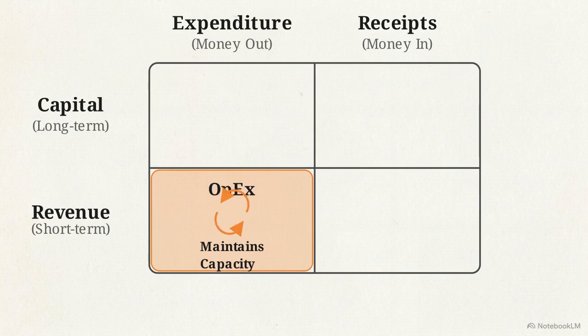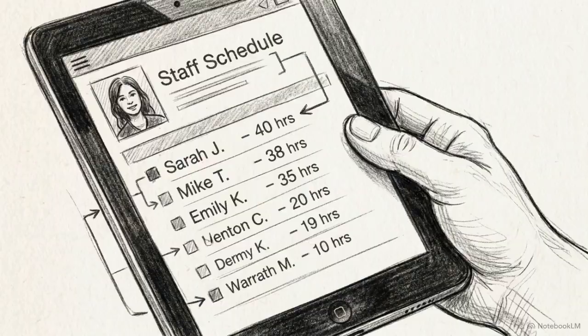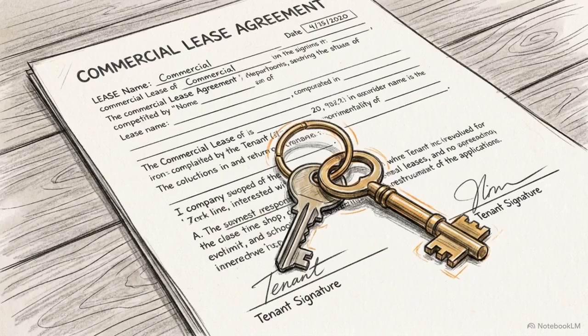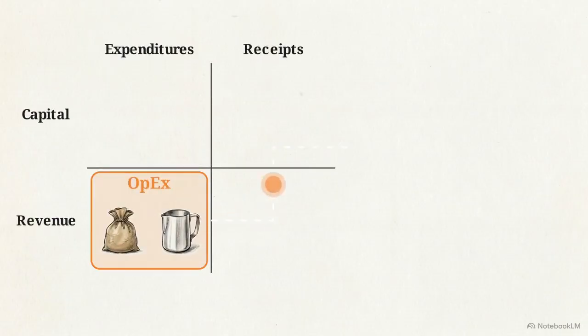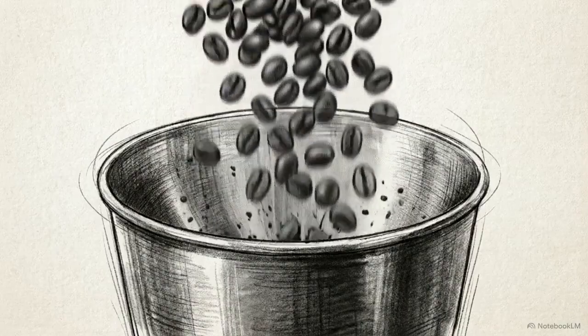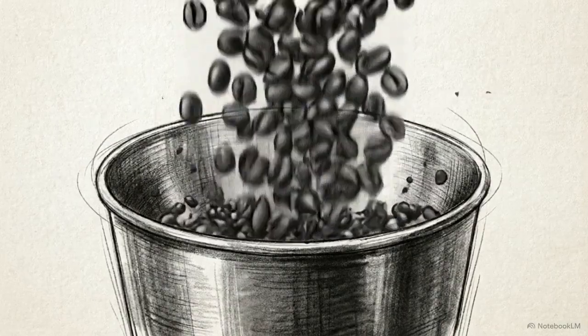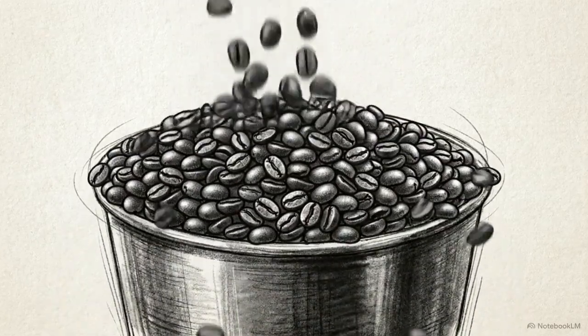Think of your daily consumable inventory: coffee beans, milk, flavored syrups, and pastry stock. It also covers ongoing operational costs: paying your barista wages, the store manager's salary, monthly rent for the premises, and routine maintenance like replacing the group head seals on the espresso machine. These costs are expensed immediately on the income statement for the exact period they are incurred, directly reducing your net profit. OPEX represents the raw fuel required to maintain current operations. It is completely distinct from long-term asset building.